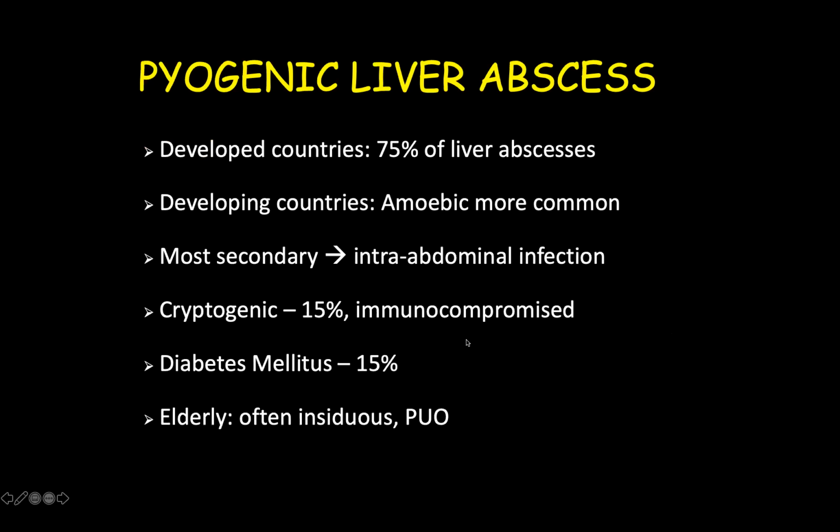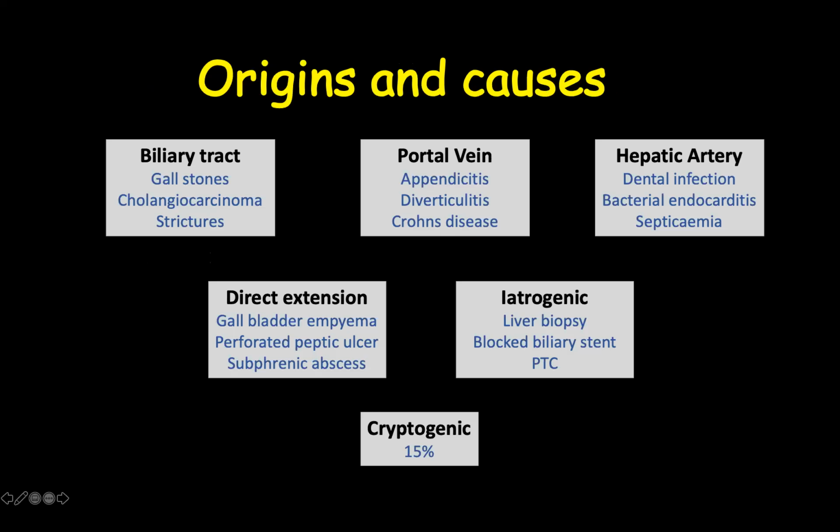The most common secondary intra-abdominal infection, believe it or not. 15% are cryptogenic, and I'll come back to that. 15% are associated with diabetes. And beware in the elderly, because like this gentleman that we had, they're often insidious and they present with a pyrexia or subtle signs of inflammatory markers that are often missed because the clinical picture is that of less severe disease. So you should think about them in these territories.